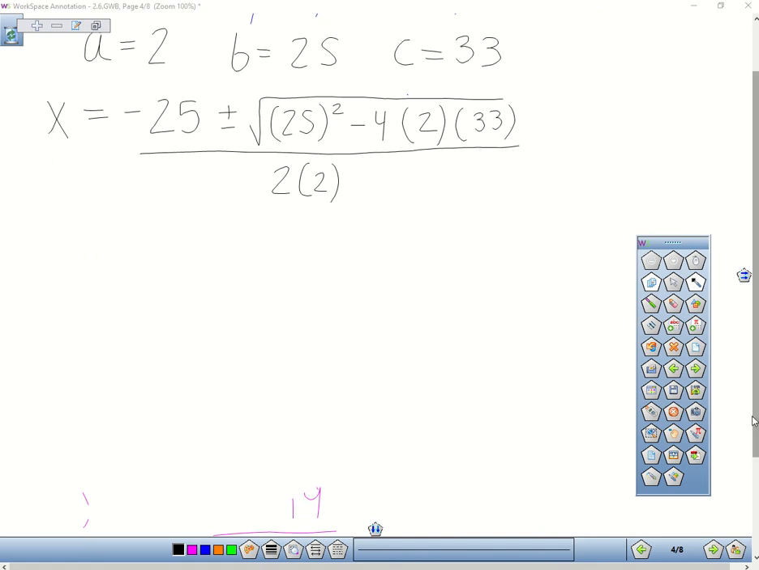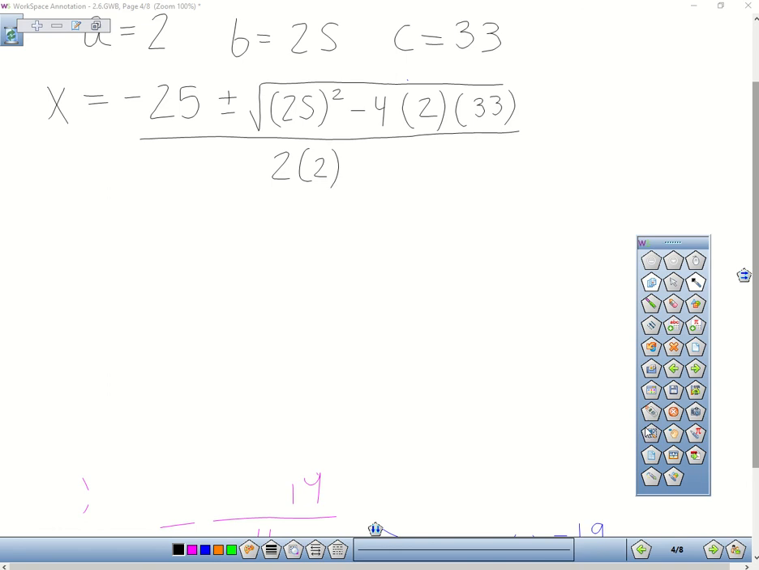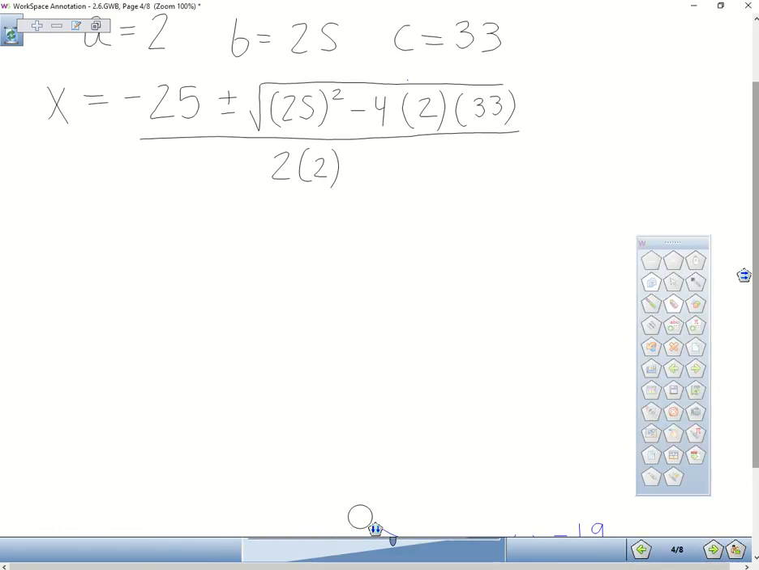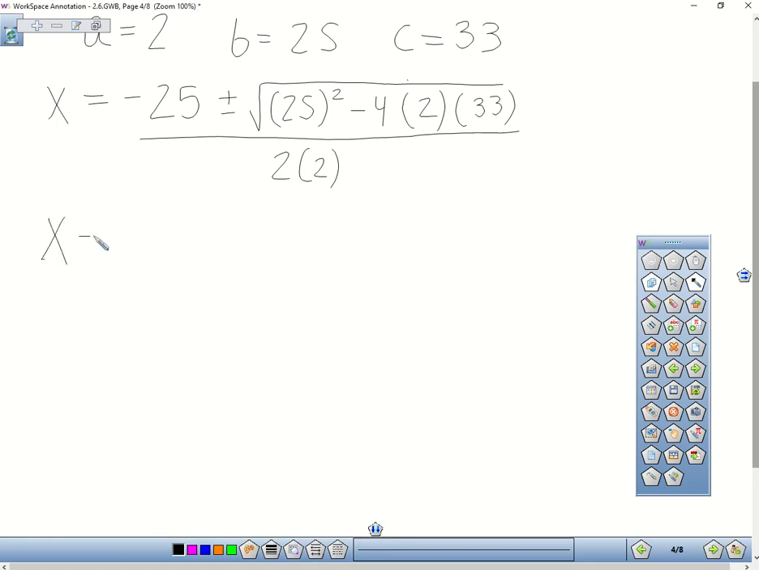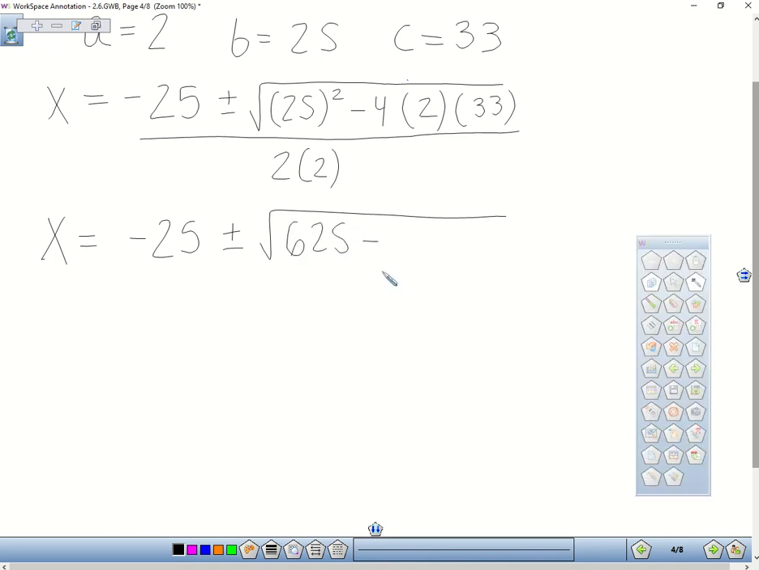So this is going to become x equals negative 25 plus or minus the square root of 625 minus 264, all over 4. Did you get 264? Okay, that's what I got.